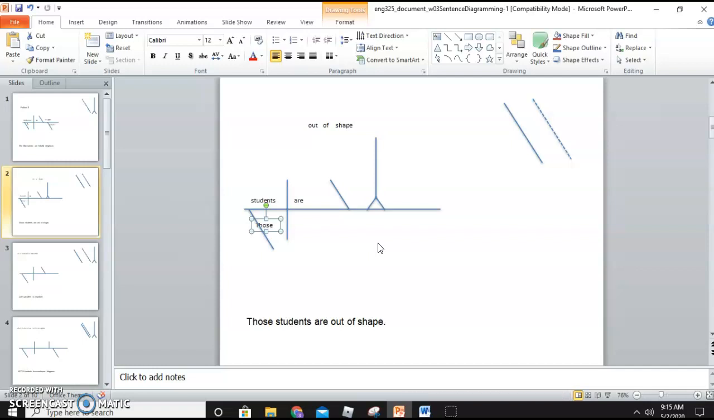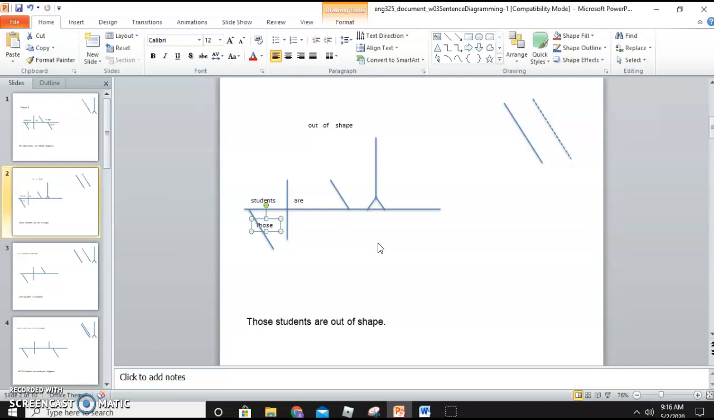So the easier way for me to think about it is, is it figurative? If it is figurative, then it's going to go up on this pedestal structure. Let me explain what that means. Are the students outside of a location called Shape? Are they in Shape, New Jersey? No. They are, so it's not literal. If it were out of town, then it would be literal.